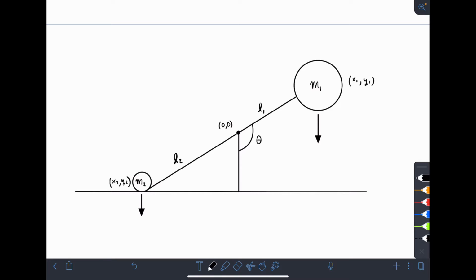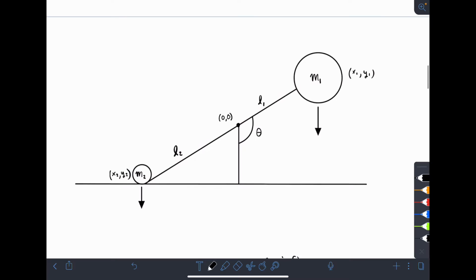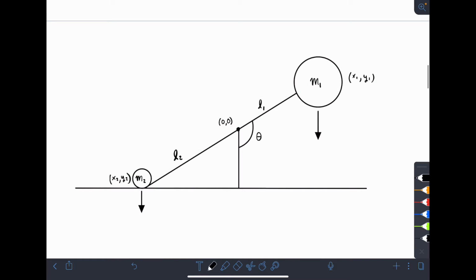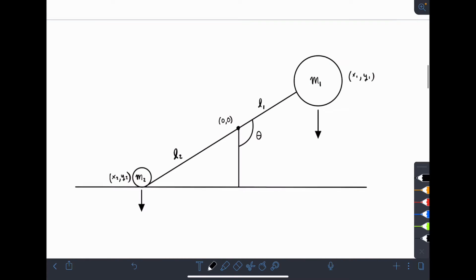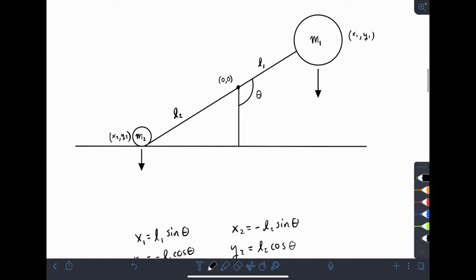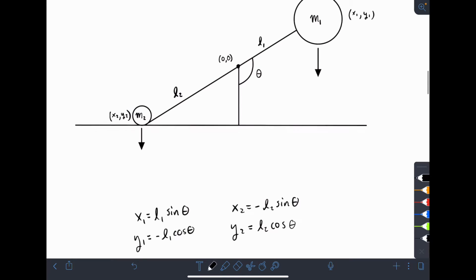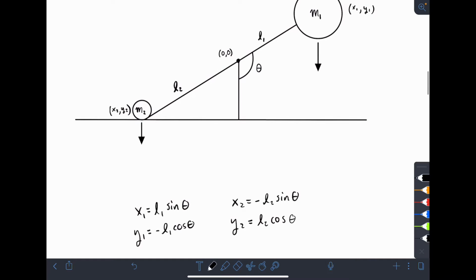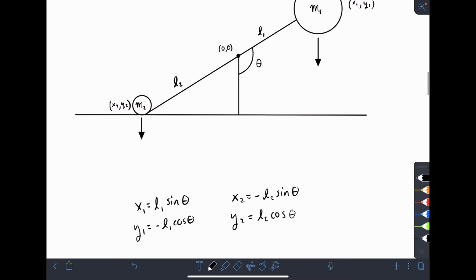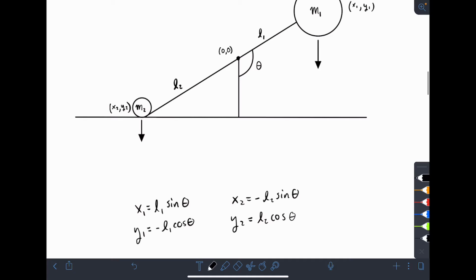So to find the position of m1 and m2, noted by x1, x2, y1, y2, we have to put them in terms of theta. And to save time, I have already written everything down, so I'm just going to be scrolling down and walking through it. So in terms of theta, these are the coordinates of m1 and m2 throughout theta's lifetime. So in order to construct the Lagrangian, we need the kinetic energy.